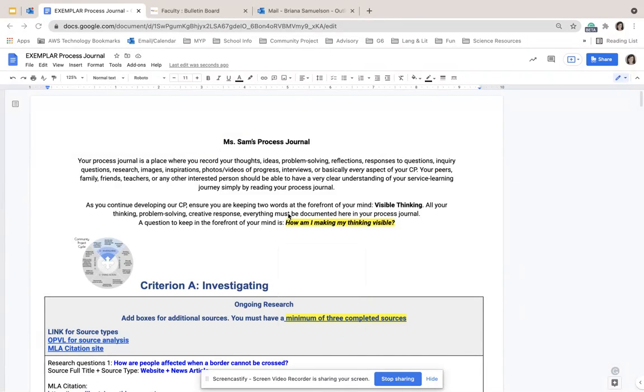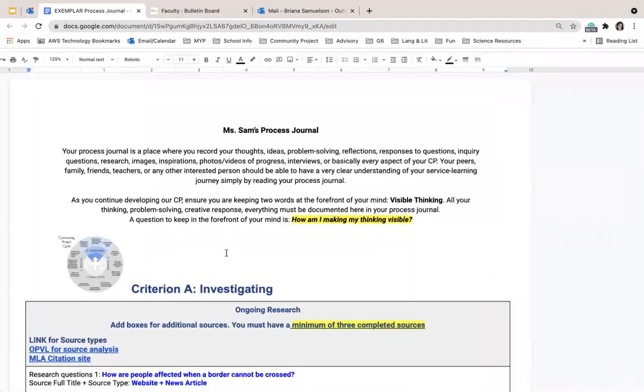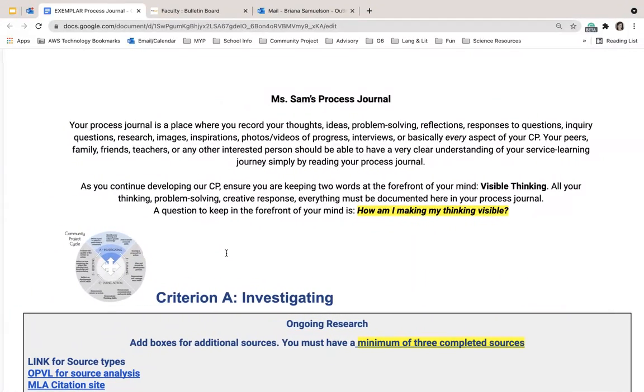I wanted to show you an exemplar of a process journal so that you could get an idea of what you're aiming for in your own. So I'm going to zoom in briefly, and the top paragraph is actually really useful to you because it talks about what could go in your process journal.